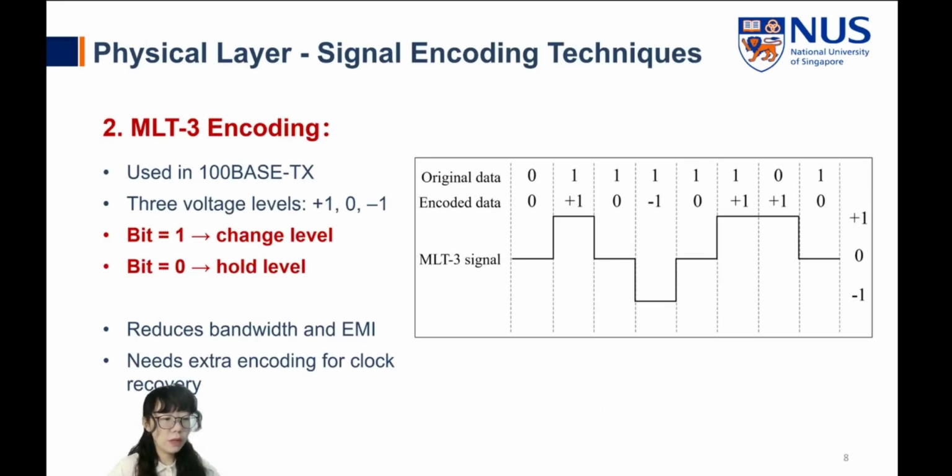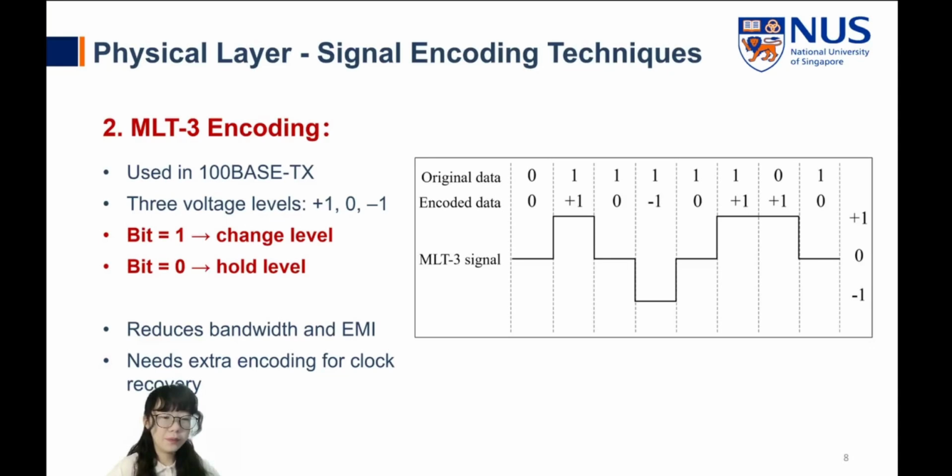Then there is the multi-level transmit 3 encoding. The MLT-3 encoding is used in 100BASE-TX. If the bit is 1, the signal moves to the next level in the sequence, and if the bit is 0, it stays at the current level. This means fewer transitions overall, which makes it better for high-speed transmission and reduces electromagnetic interference. It's more efficient than Manchester, but by itself, it doesn't guarantee enough transitions for synchronization.